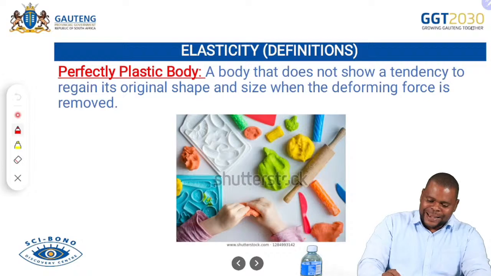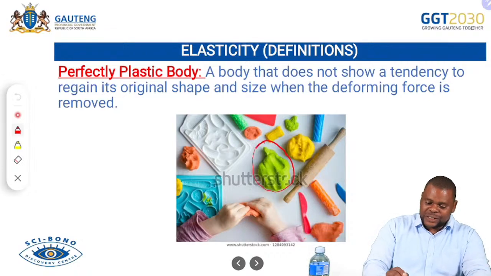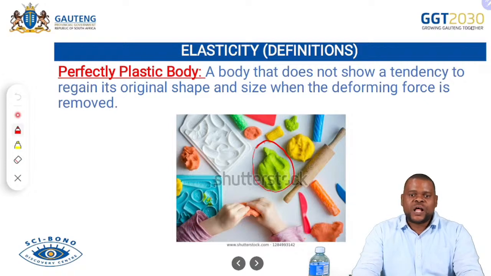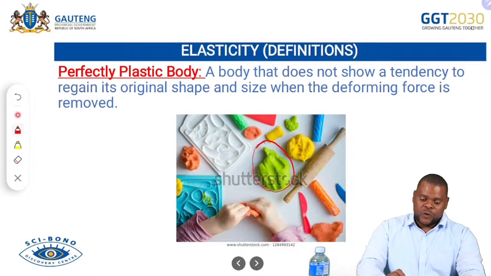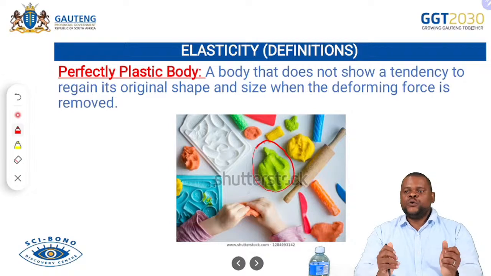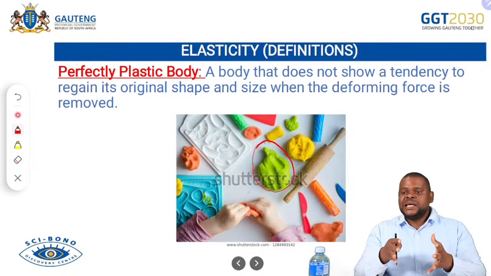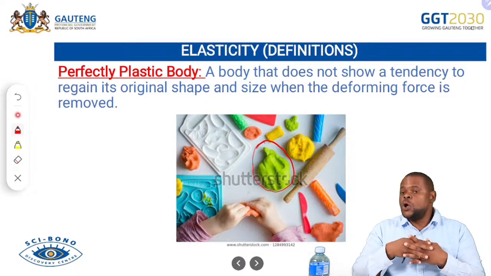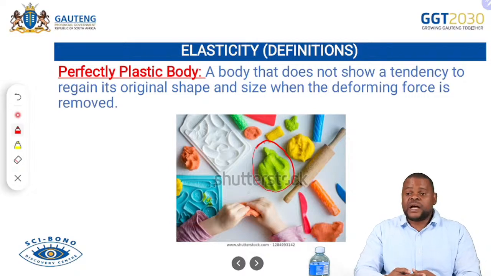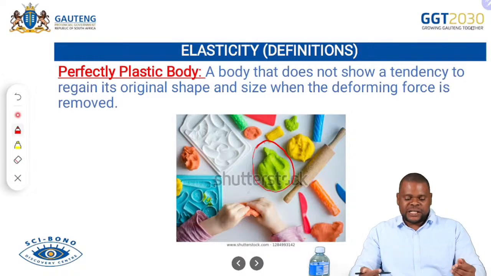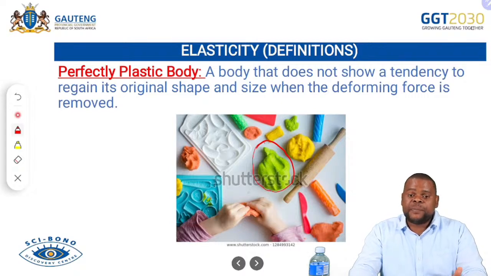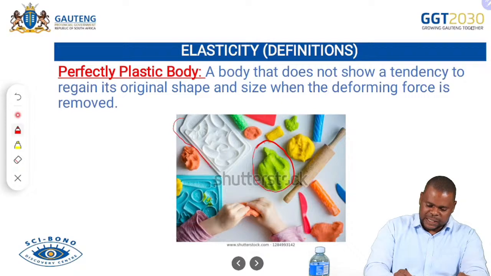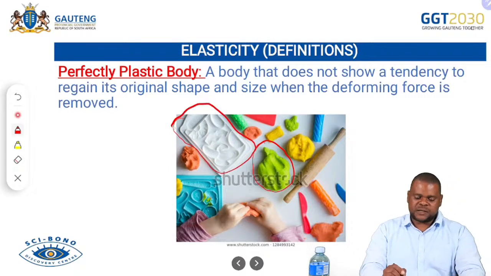Like, for instance, let's look at this. What is this? That is a door that our grade 1s and grade R are using at school. If you have a door like this and you squeeze it, will it regain its normal shape? No, it won't. That is an example of a perfectly plastic body, because it doesn't show any tendency to regain its shape and its size. This is a plastic. Can you see this hard plastic?